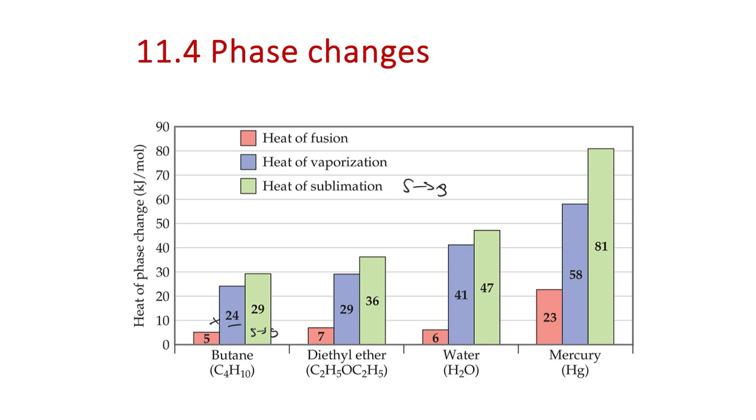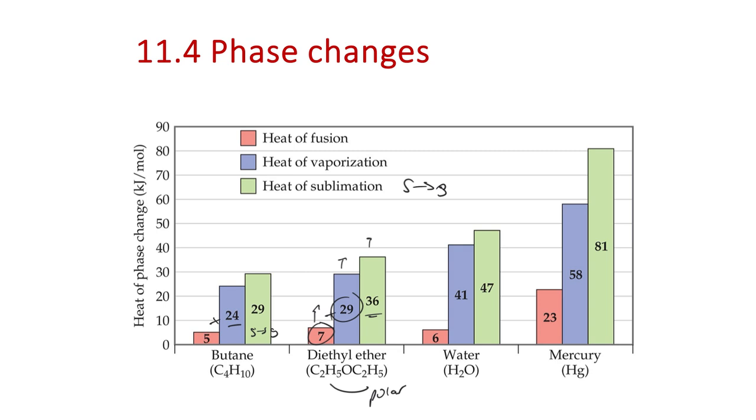And so for diethyl ether, now diethyl ether has a similar formula to C4H10. We have comparable molecular weight, but we now have a polar compound. So you see these values here are higher. And this is because we now have a polar compound. So we have a higher delta H of fusion and delta H of vaporization. The sum of the two is still 36. 7 plus 29 shows us the delta H of sublimation.